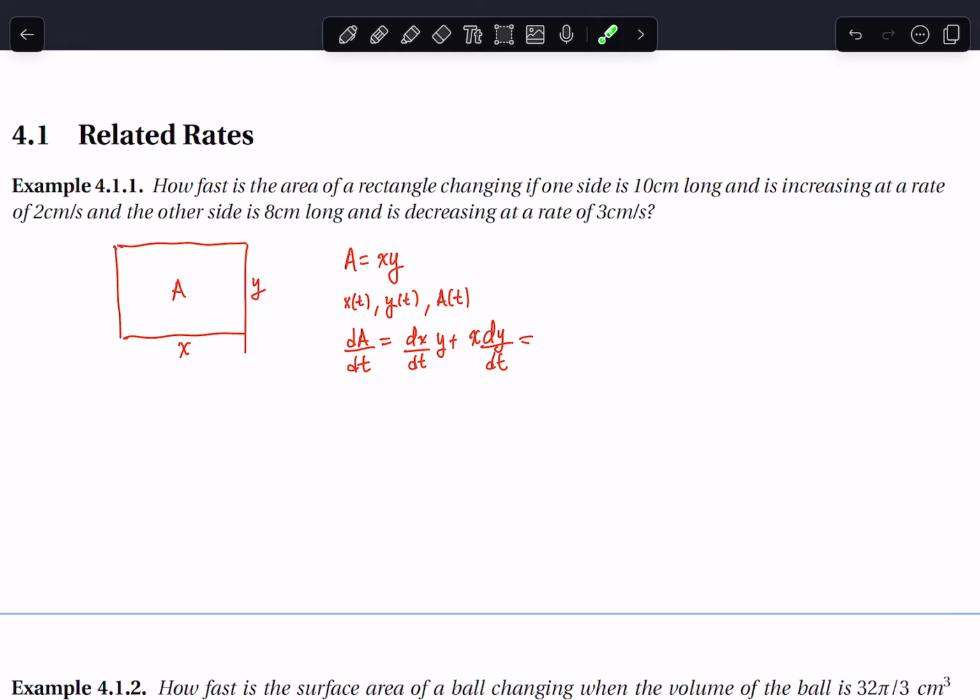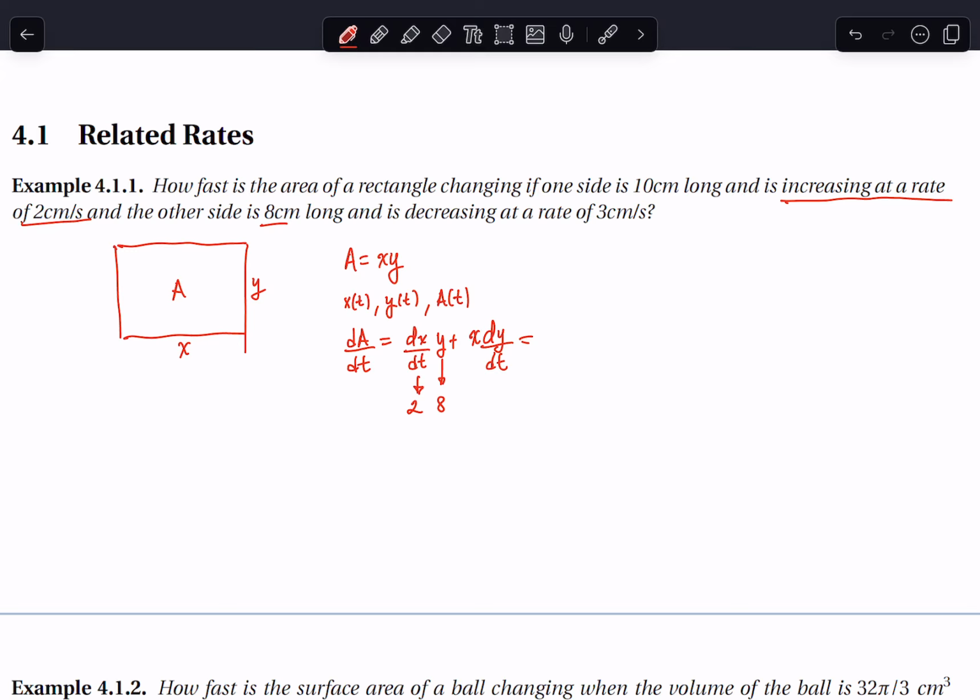Now we are given, so we can call any side by x and the other one by y. So let's say the side with length 10 centimeter as x. So it is increasing, right, at a rate of 2 centimeter per second. So this is dx over dt, which is 2. And the other side is 8 centimeters, so this is 8.